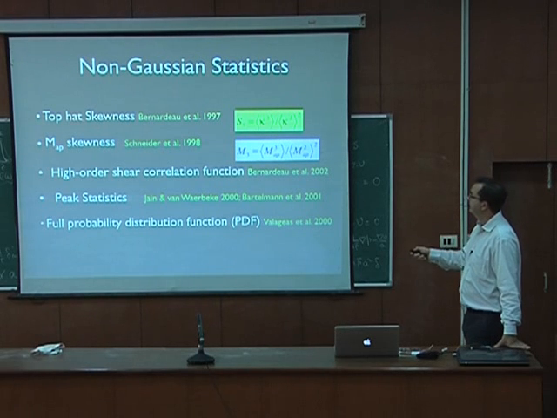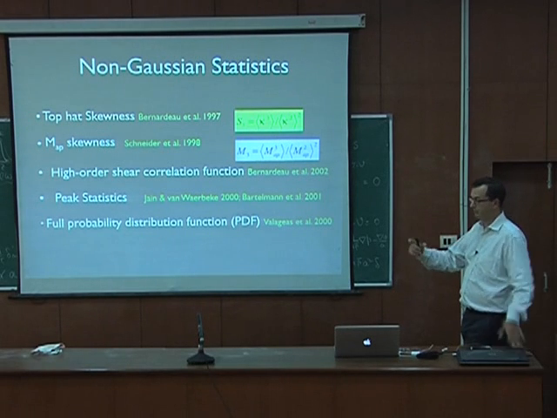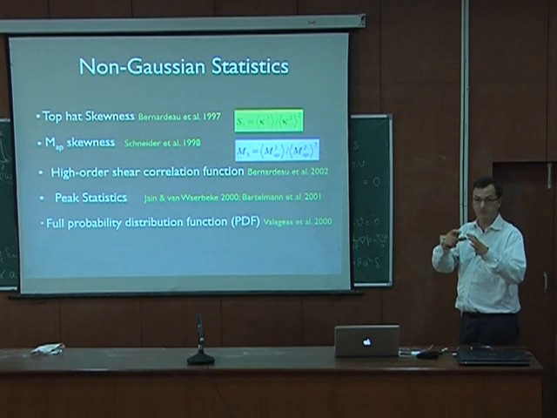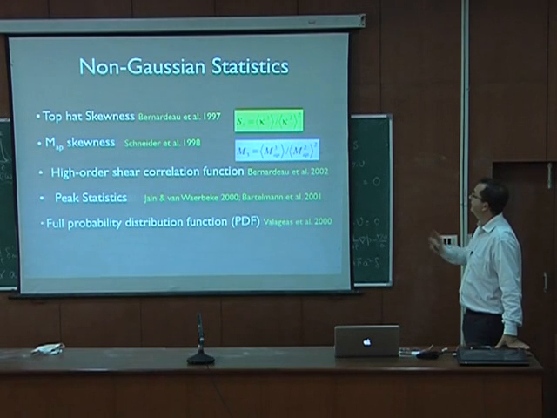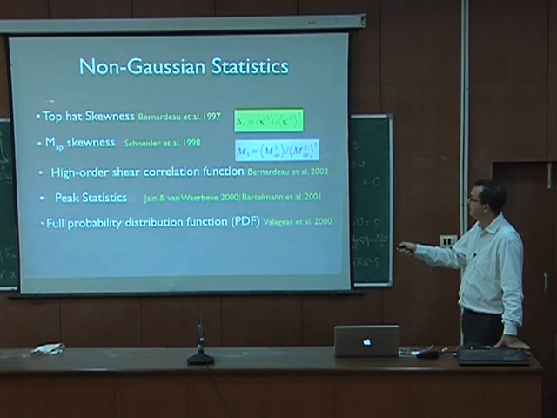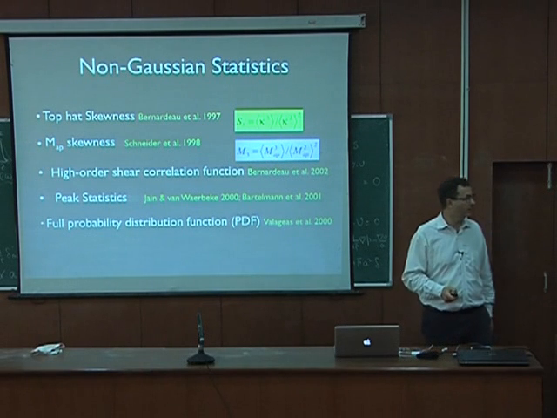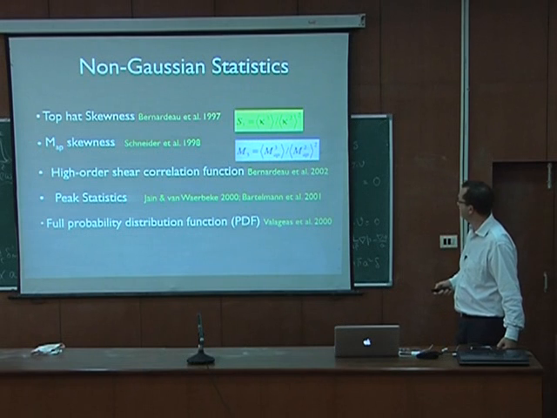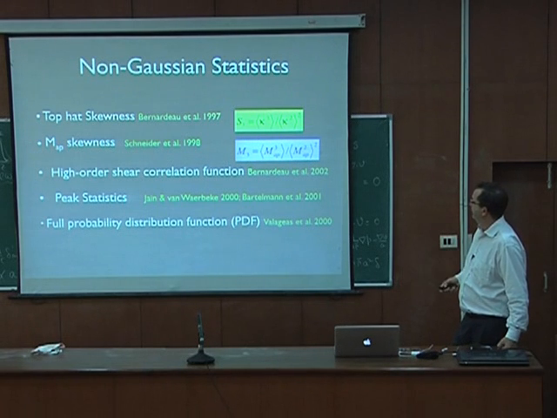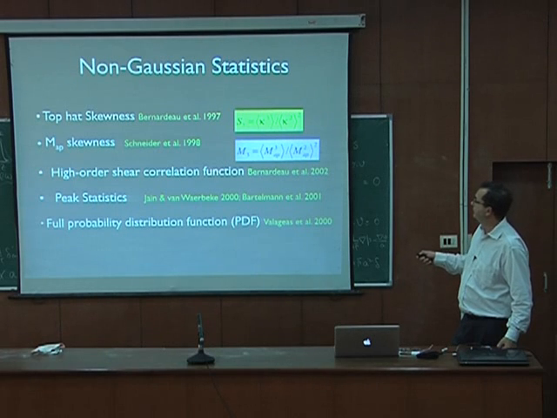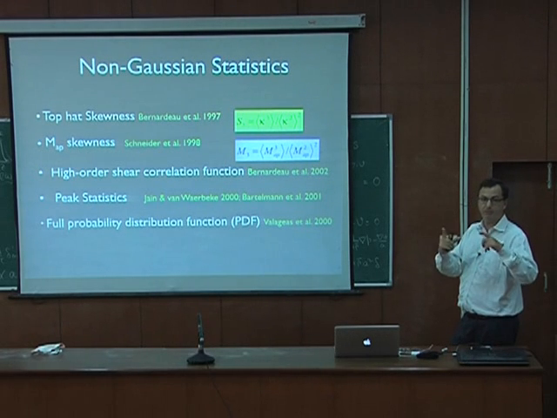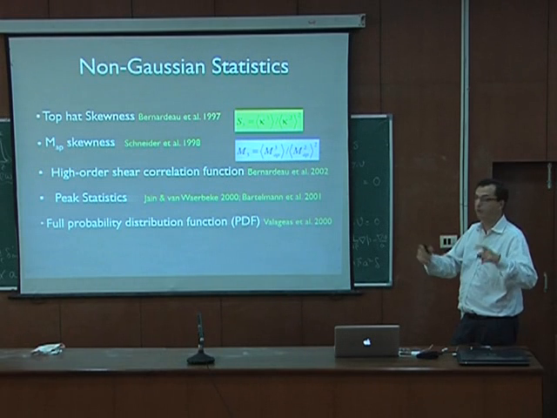All right, and that's called the top hat skewness. In this case, it's with the top hat window function like we did for the two-point function. You can form this, and that's one of the statistics. You can do the same thing with the mass aperture. So this is called the skewness, by the way. You can do the skewness of the mass aperture, same thing, taking the cube of the mass aperture. You can also look at high order shear correlation functions. Instead of taking the product of 2 shears, you can take 3 or 4.